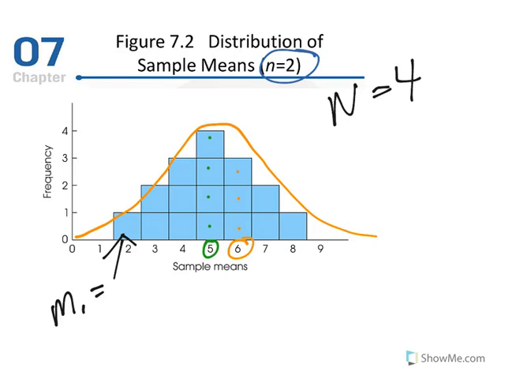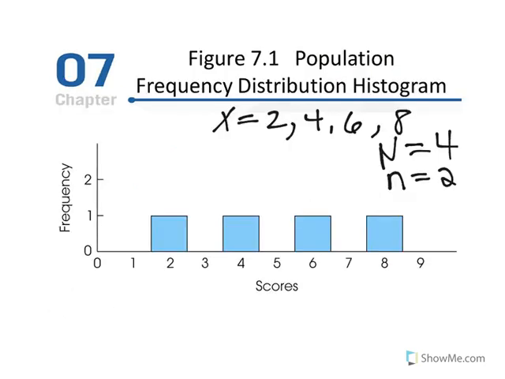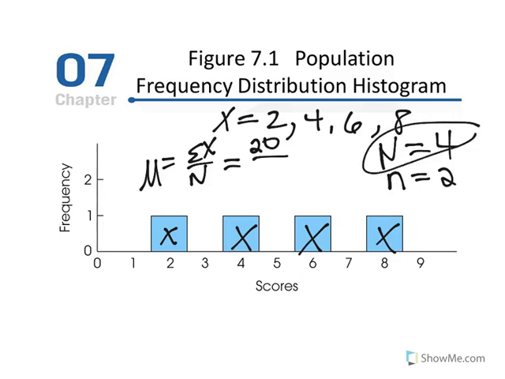Now what I want to talk about is the mean of means, the mean of sample means. But before we do that, let's go back to the original population distribution and calculate the mean of that population. So here's the original population of scores. And we have 4 scores, and so if we want to calculate mu, mu is equal to the sum of x over n. So if we add these scores together, we have 2 plus 4, that's 6, and then plus 6 is 12, plus 8 is 20, and we divide by how many scores we have in the population, which is equal to 4, so mu is equal to 5. So the population average of this distribution is equal to 5.